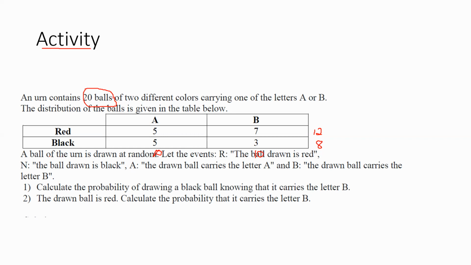A ball of the urn is drawn at random. So we take a ball from the urn. Let the events be: R, the ball drawn is red; N, the drawn ball is black; A, the drawn ball carries the letter A; and B, the drawn ball carries the letter B.